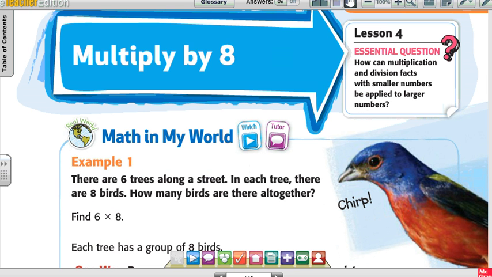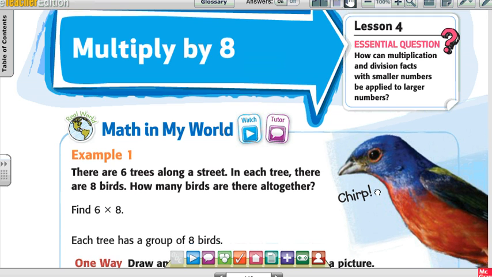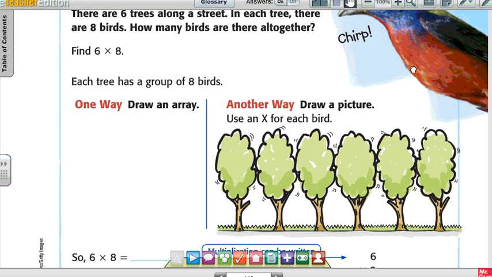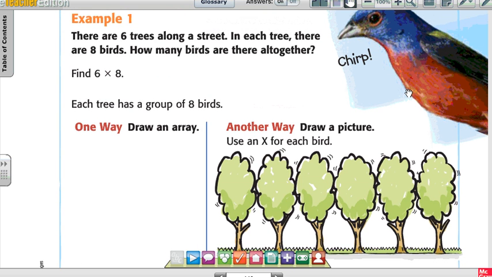Chapter 8, Lesson 4. Look at the example. It says there are 6 trees along the street. Each tree has 8 birds. Right? So how many birds are there altogether?